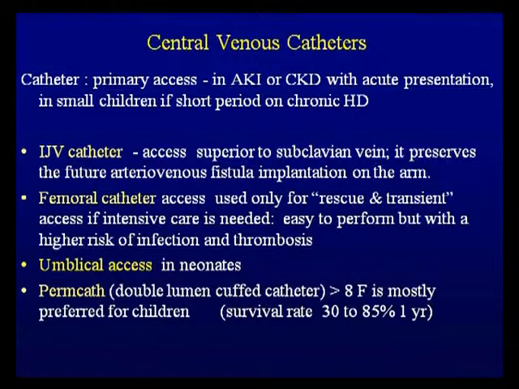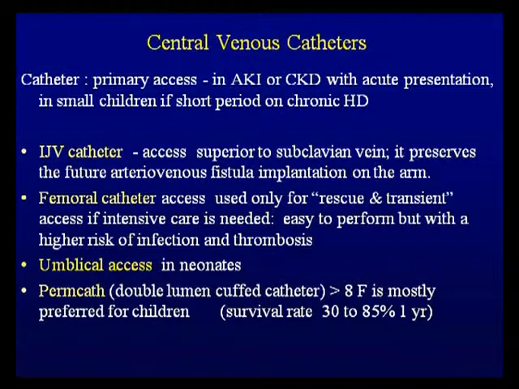The internal jugular access is far superior to subclavian vein because it preserves the future AV fistula implantation on the arm. Femoral catheter access is only for rescue or transient access. If intensive care is needed, it's easier to perform but has a higher risk of infection and thrombosis. And in neonates, we've also used the umbilical access for dialysis.